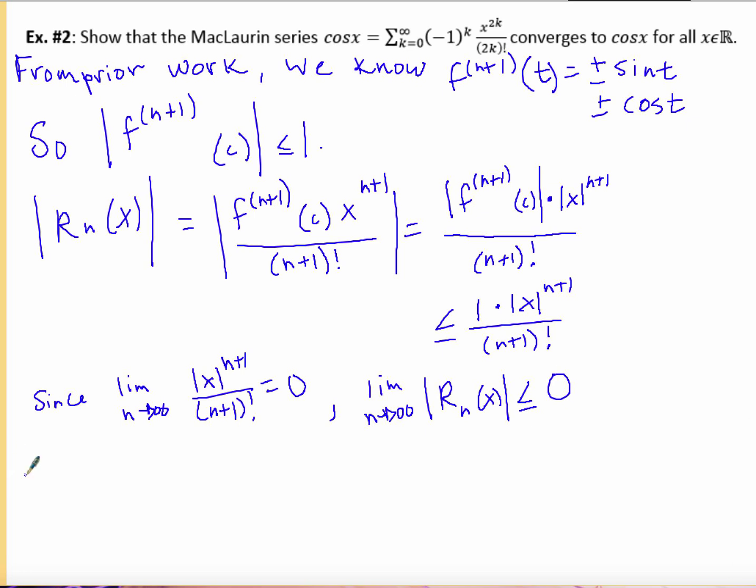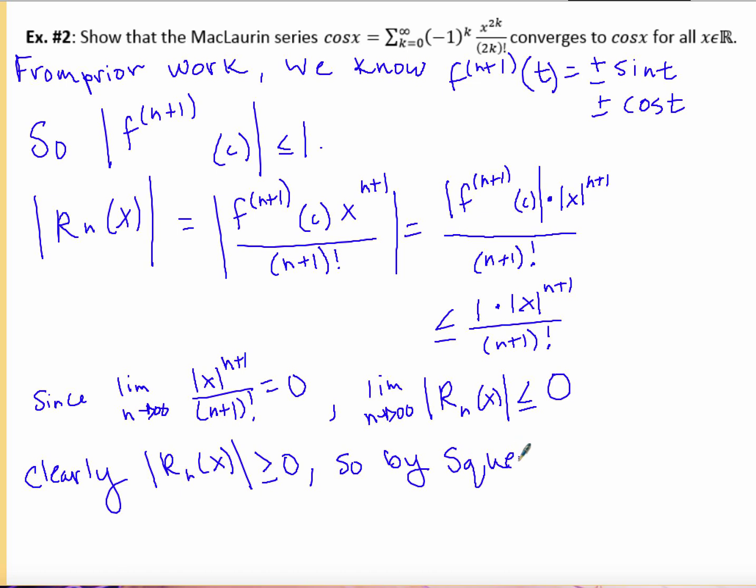But clearly, the absolute value of r sub n of x is greater than or equal to 0. It's an absolute value, duh. So how can it be that the limit is less than or equal to 0 and at the same time is also greater than or equal to 0? Well, by the squeeze theorem, they must be equal to 0. Sorry, I'm speaking faster than I am writing, as usual.